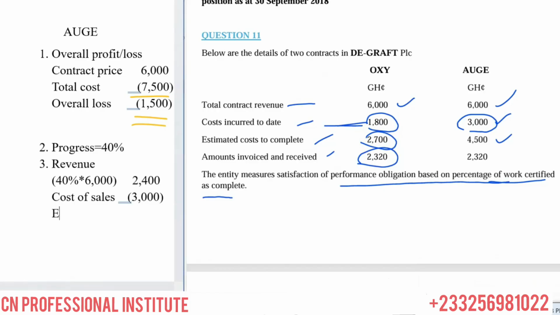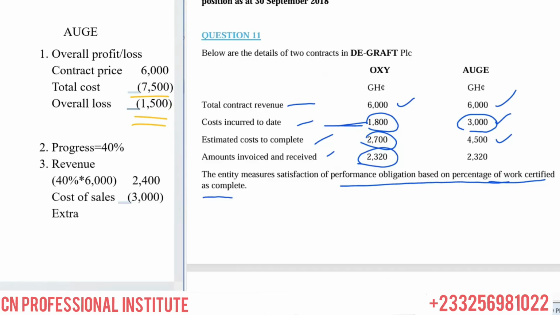So we have to record extra loss. Are you following? We've solved similar ones before, the same thing. We said if we deduct this alone, 2,400 minus 3,000, we'll get 600 loss. But the total loss is what? 1,500. So we have to record extra loss. Extra loss of how much?